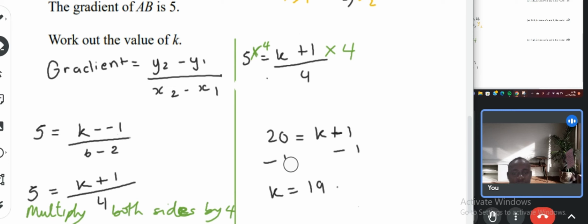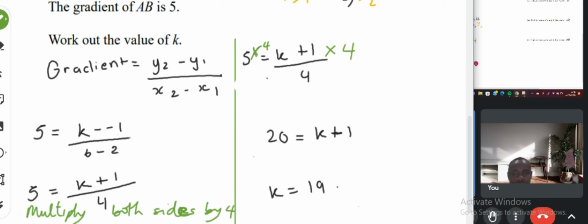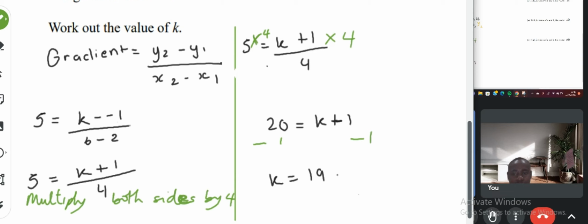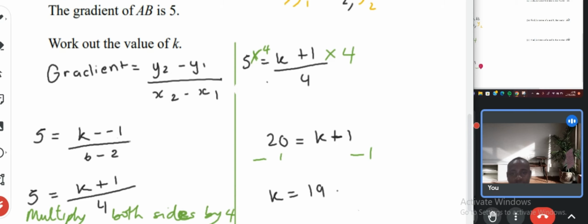All right, that's cool. Multiplying both sides by 4, you have 20 equal to k plus 1. You subtract 1 from both sides, you have k is equal to 19.